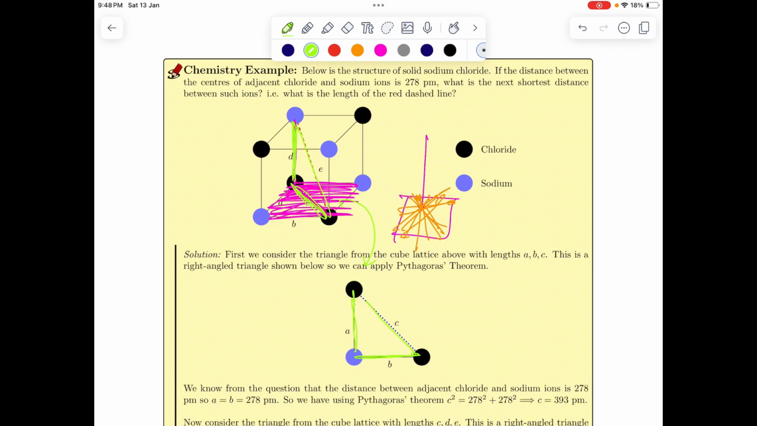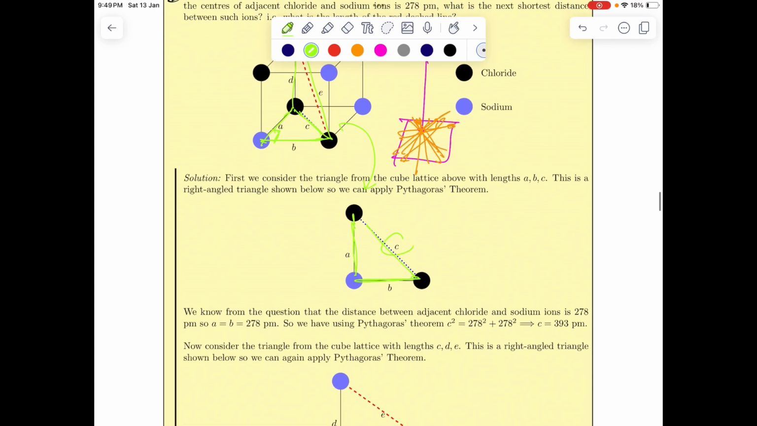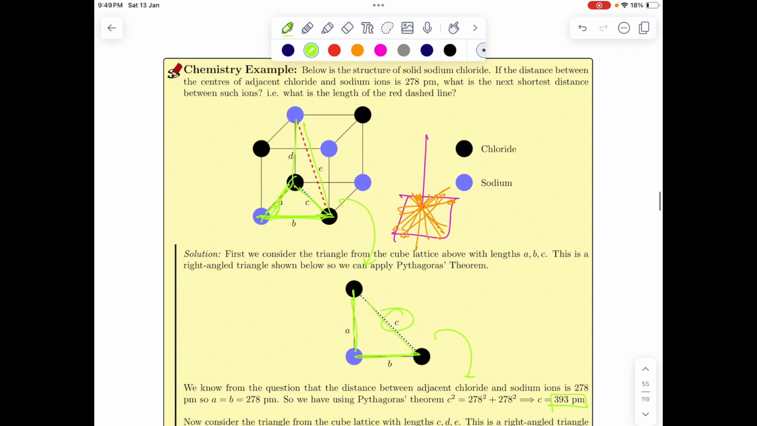So if I take it out, we have A over here, B over here, and C over here. See the diagram. This distance is your C, this is D, and this is E. So if you consider the triangle with lengths A, B, C, even these two are perpendicular because it's 3D. So from here we can find C just by Pythagoras theorem. A and B lengths are the same because of the equal environment of the sodium ion. There is no reason why these bond lengths will not be the same. So C value we get is 393 picometer.